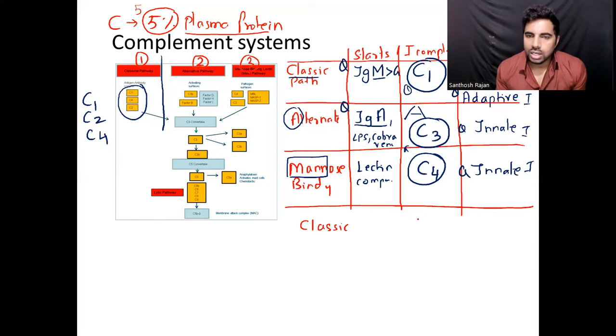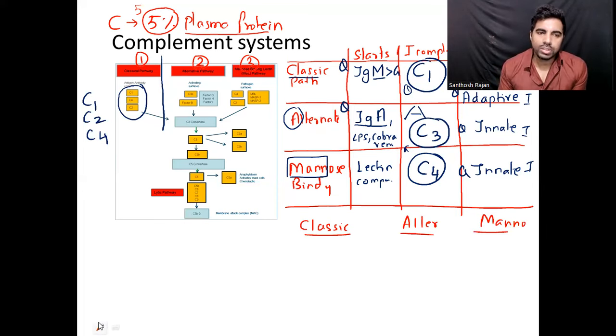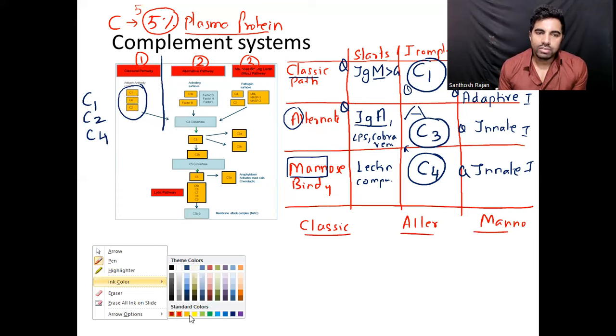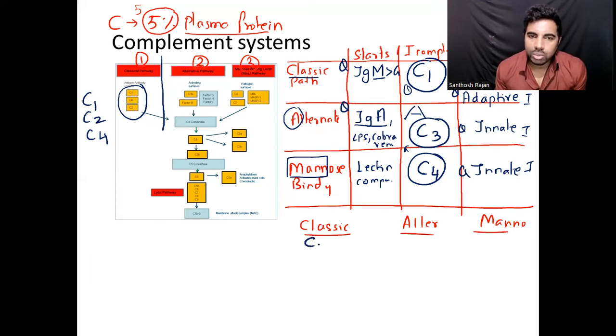In your classic pathway, and then alternate pathway, and then your mannose pathway. So as we told, in each pathway, there are something activating. So what are the complements involved in each one? In classic pathway, C1 is the first one. Apart from this, we have C2, C4 involved. Okay, C4. In alternate pathway, only C3 is involved.